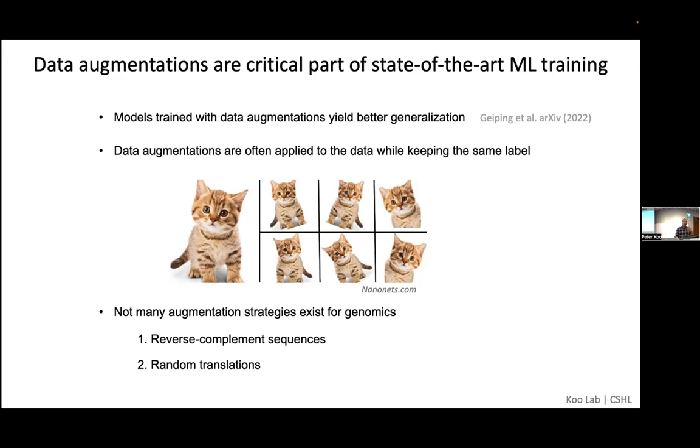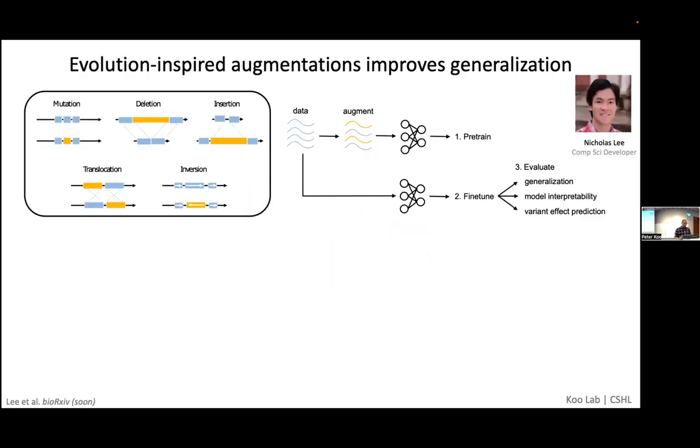And so, we have that small data problem and the limited augmentation strategies, which really limits our ability to train robust models. To address this, we came up with a new set of data augmentation strategies inspired by evolution. This is going to sound crazy, but just bear with me. We can randomly mutate, or do random deletions or insertions, or random translocations where you take two segments and swap them, or random inversions.